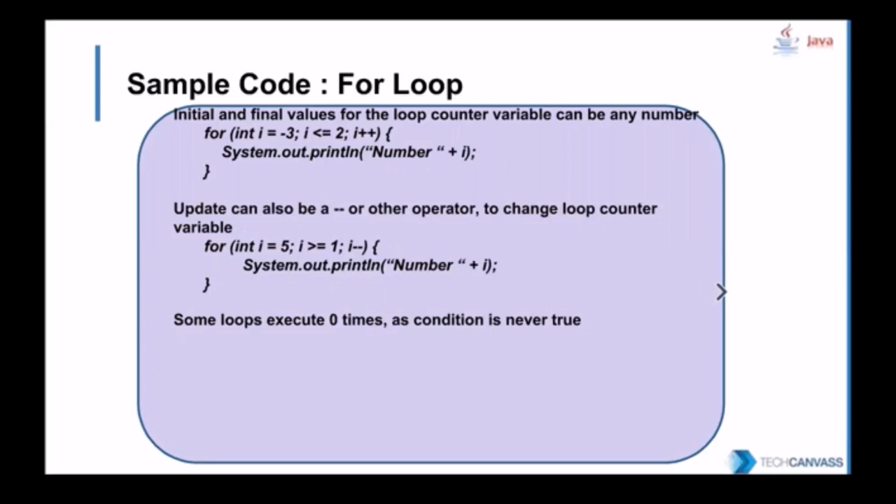Some loops execute 0 times as the condition is never true. For example, see this example. Initializing, we are saying i is 10 and we are checking 10 is less than 5. So it is never true, right? 10 will always be greater than 5. And then this loop will never be executed, no matter what our logic is. It will terminate in the first iteration without executing any lines of code.